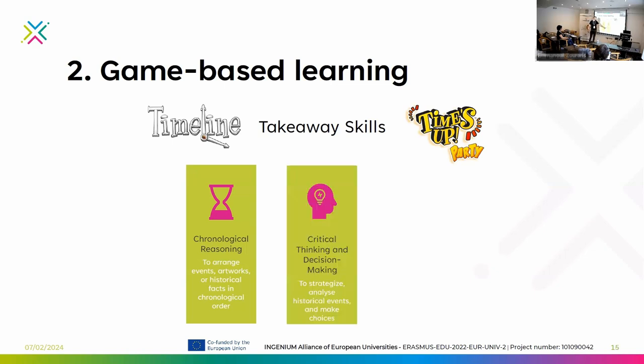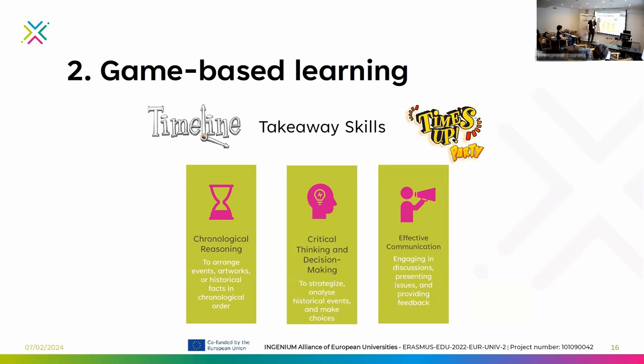The other one is critical thinking and decision making, to strategize, analyze historical events and make choices, because you have to put it in the real order, or you have to think how can I describe this character in the best way. And the second one is effective communication, because you have to discuss with your teammates and present different issues. After this practice, after these different games, they gave us, the teachers, feedback about how the game could be better.